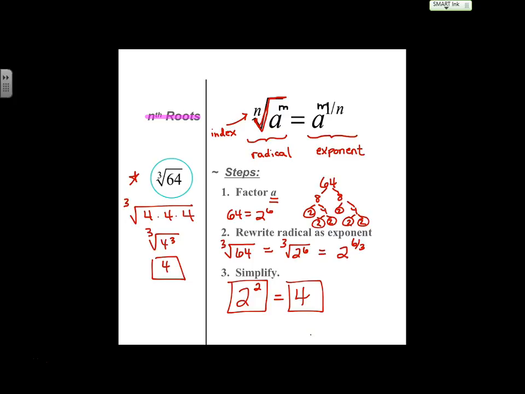Going back to the factor tree, where would you get the 2s and 4s?